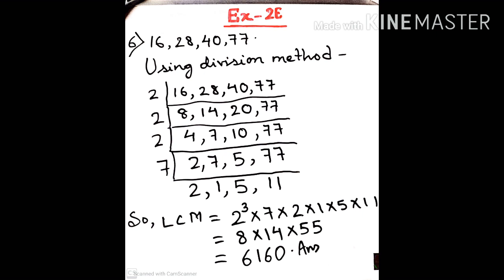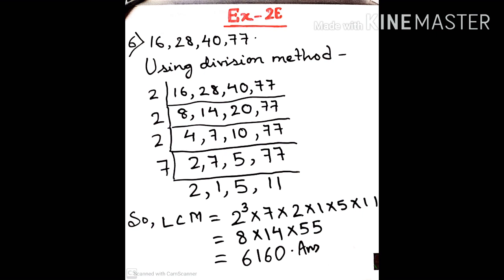Now next is question number 6. We have to calculate the LCM of 16, 28, 40 and 77. We are using the division method. We will be using the division method mostly because it is easier, right? If it is not mentioned, the method to calculate LCM, generally we use the division method.